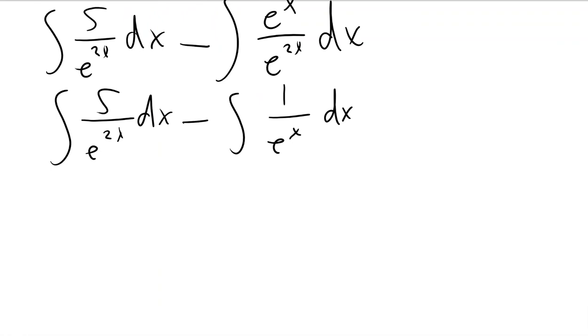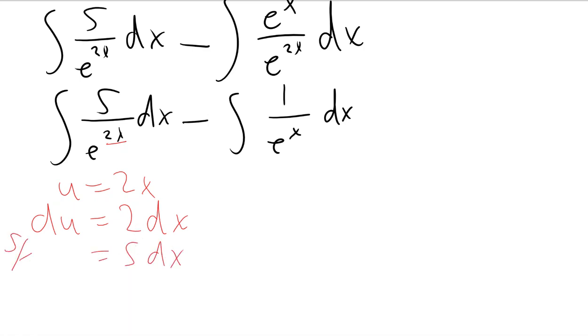Okay, and then over here I would probably pick u to be 2x. We're going to probably have to do u substitution on both. So du would be 2 dx, but I want 5 dx. So I'm multiplying this side by 5 halves, so multiply this side by 5 halves. And I can rewrite this left integration as 5 halves times the integral of 1 over e to the u du.